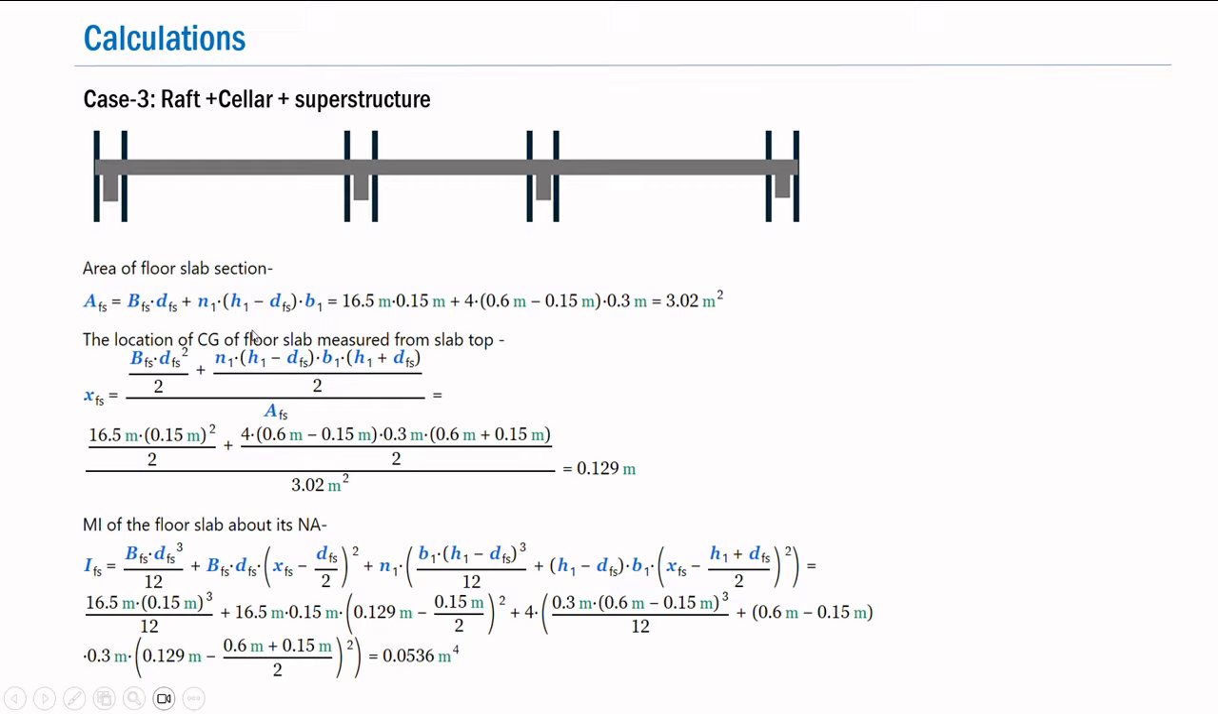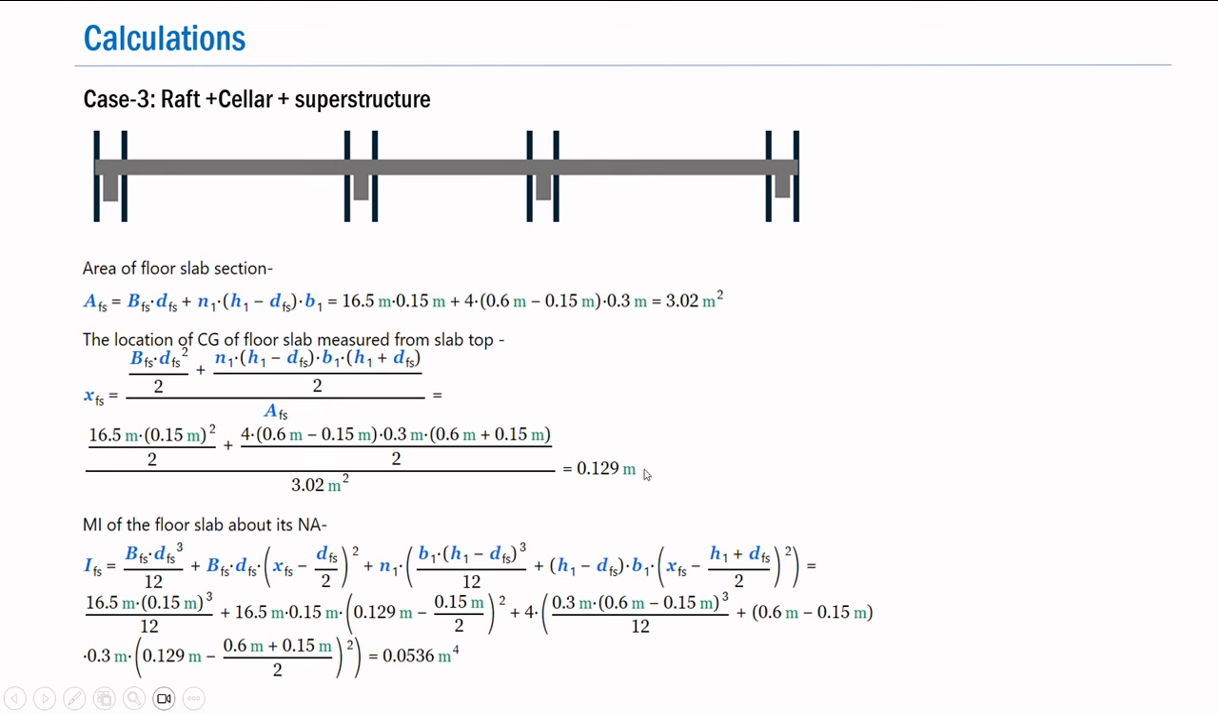Now let us proceed to locate the neutral axis of this composite section, which consists of the floor slab and the 4 beams. And this is again obtained using the same formulation: x is equal to sigma Ai xi divided by sigma Ai, substituting the areas as well as the location of the centroid of the various components. We calculate the location of the neutral axis of this section as 0.129 meter from the top of the slab.